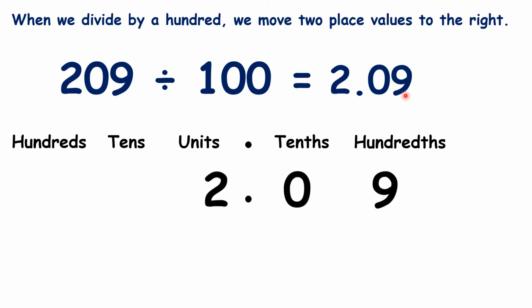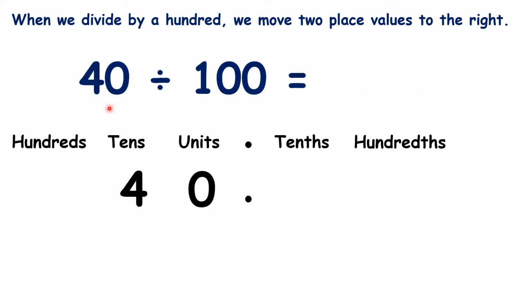We can only ignore zeros after the decimal point if there are no other digits to the right, and this next example will help us understand that. Now you might think this looks strange because we have a dividend which is smaller than our divisor, but when this happens you can still divide. All it means is that you'll get an answer which is less than 1.